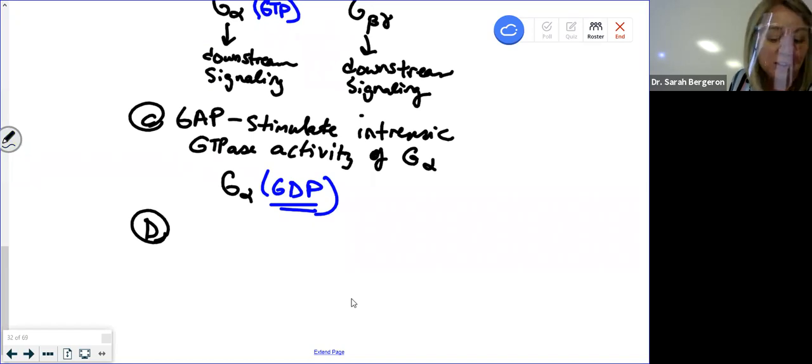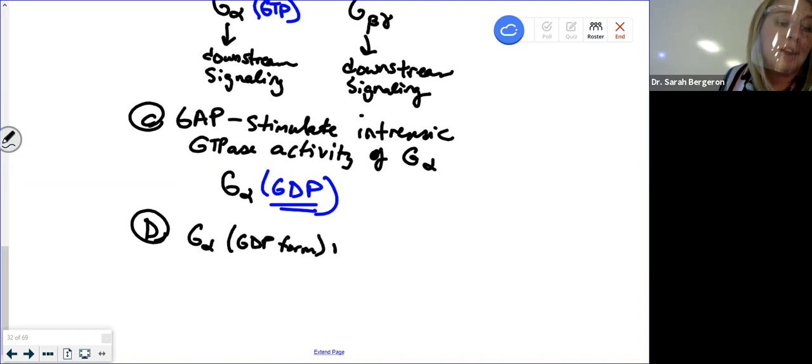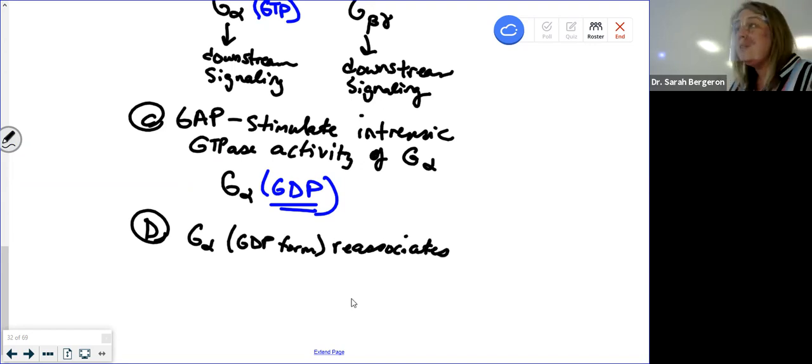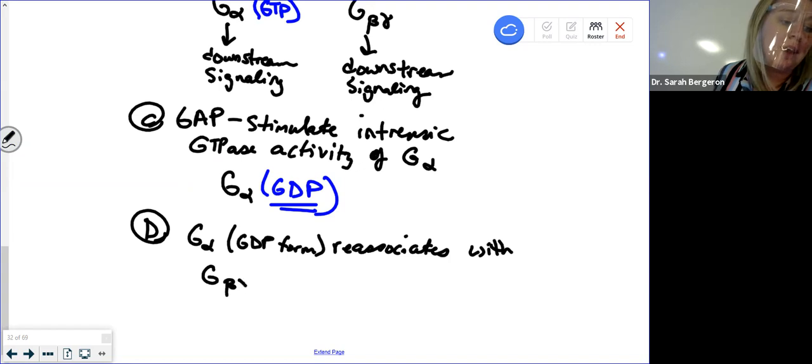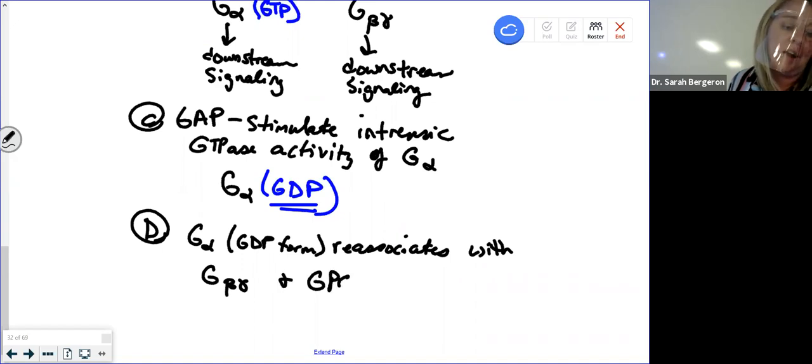Yes, reassociation. So G alpha, now in the GDP form, reassociates, right? Because we want to be primed and ready for the next signal with G beta gamma. And that's going to turn off G beta gamma. So now everything is off again. And then it reassociates with G beta gamma and the GPCR, and we're back to where we started.